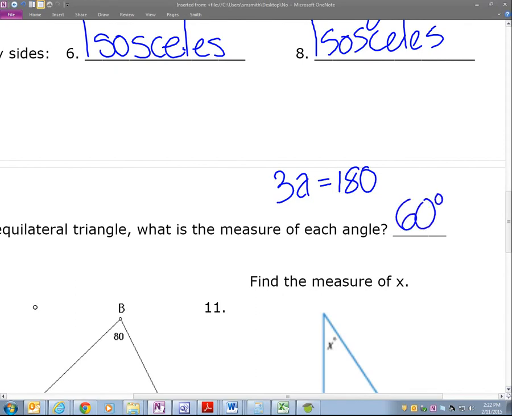Just to let you guys know, whenever you have an equilateral triangle, it's always going to be 60 degrees in angles, and the side lengths are going to be the same.